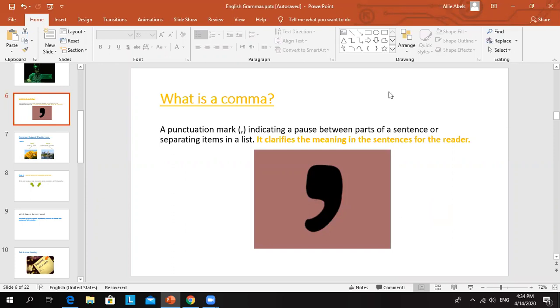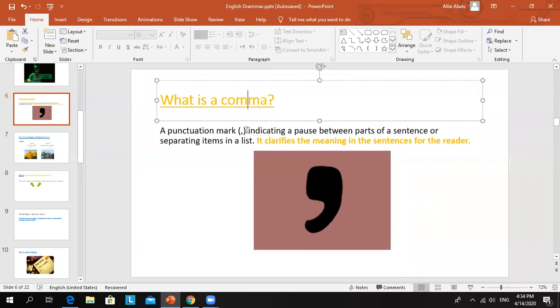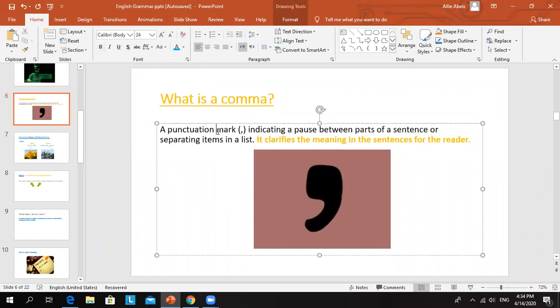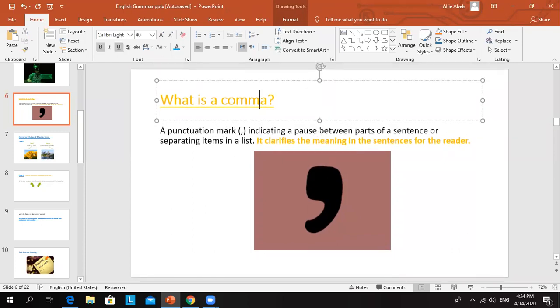So today we will be discussing the comma. So what is a comma? A comma is a punctuation mark indicating a pause between parts of a sentence or separating items in a list. A comma also clarifies the meaning in the sentences for the reader. That's very, very important to understand.